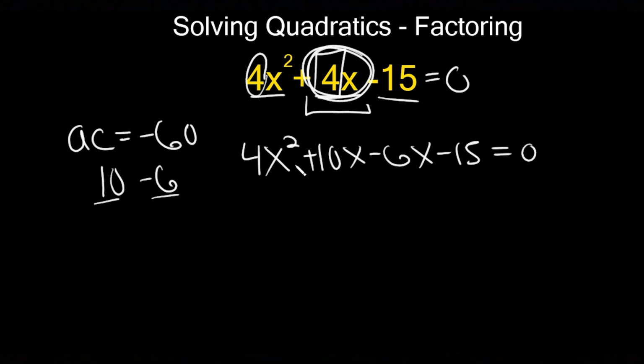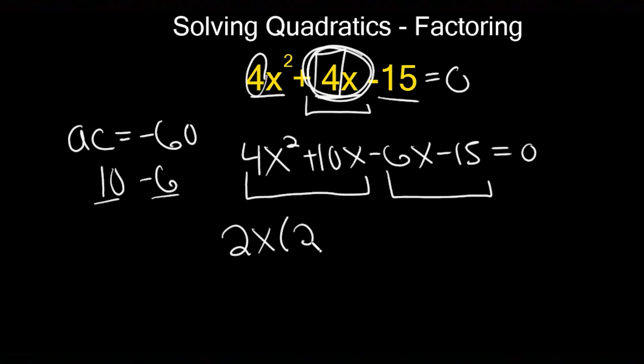And so from here, what you want to do is group together your first two terms, and then group together your last two terms. And from here, you pull out a greatest common factor for each set. So looking at my first set here, I can pull out a 2. I can also pull out an x. So I'm going to pull out 2x. In parentheses, that will give me 2x and then plus 5.